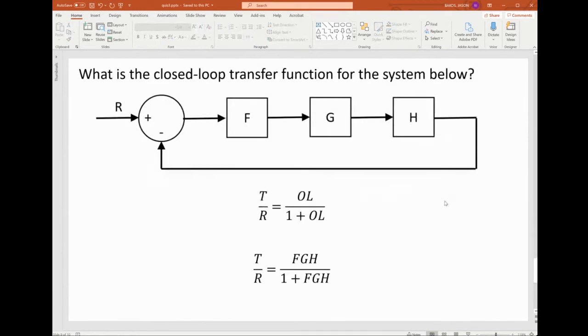So that's the answer. Okay, next question: what is the closed loop transfer function for the system below? This one is really easy. You just have to remember that the transfer function relative to R, the set point or reference point, is the open loop transfer function divided by 1 plus the open loop transfer function. In this case, the open loop transfer function is comprised of 3 LTI systems, 3 transfer functions connected in series, so you just multiply those together and you get FGH.